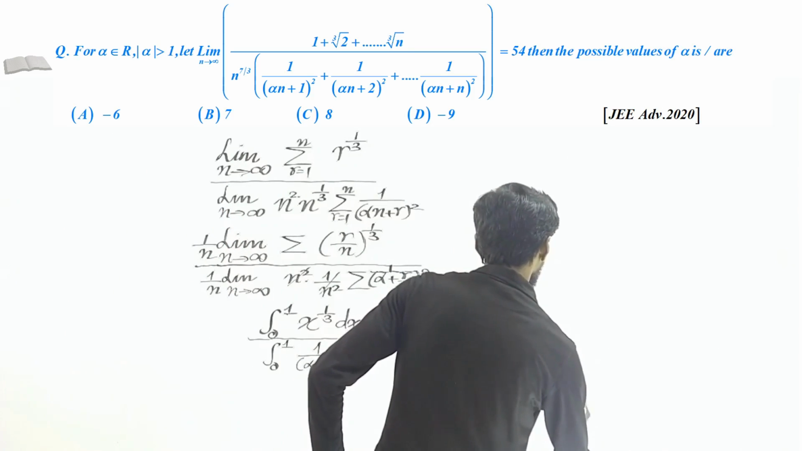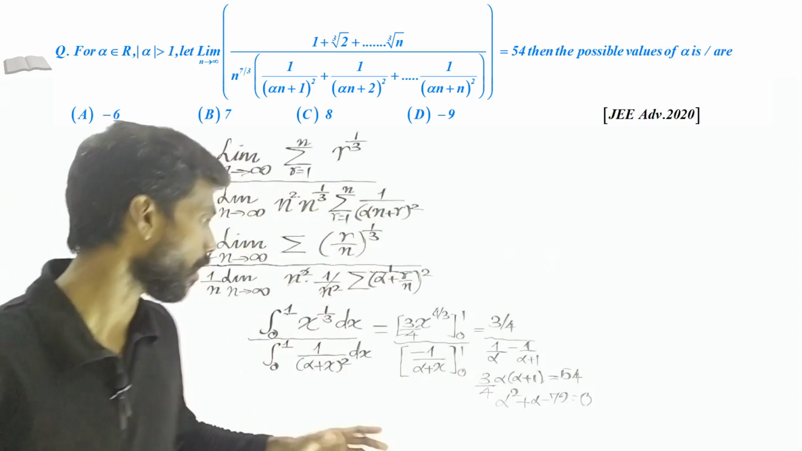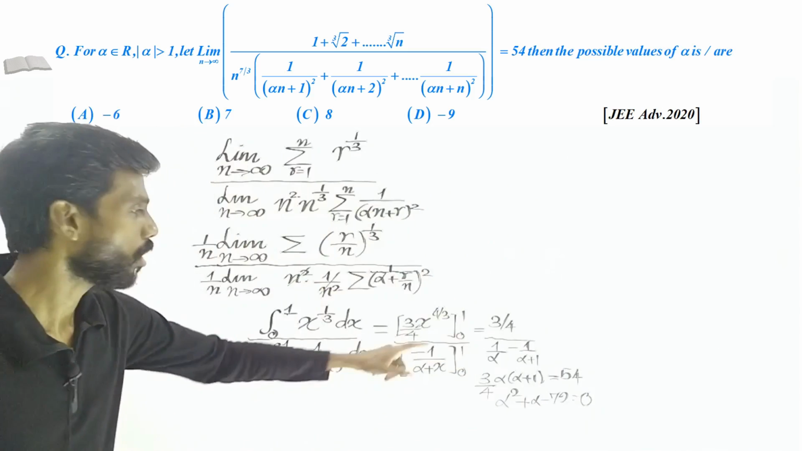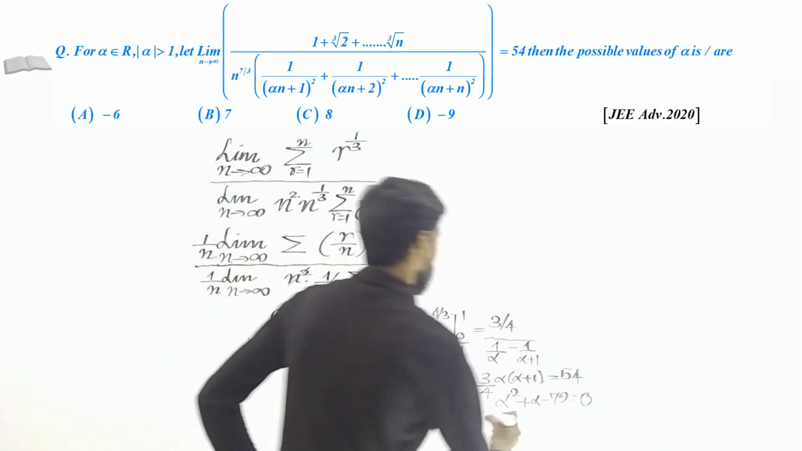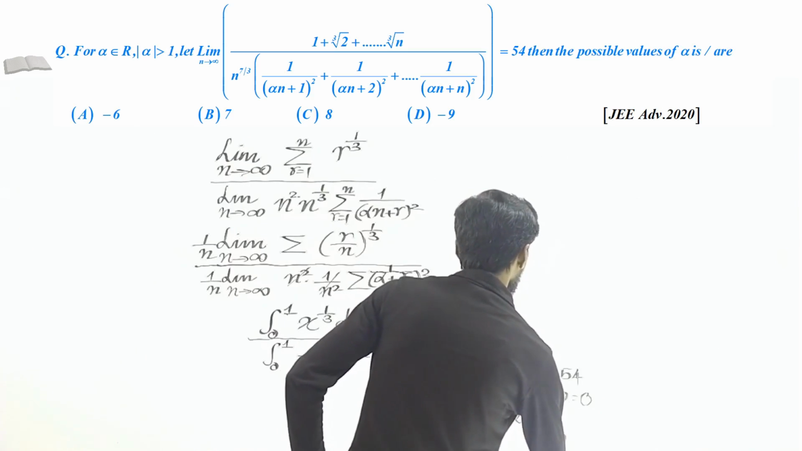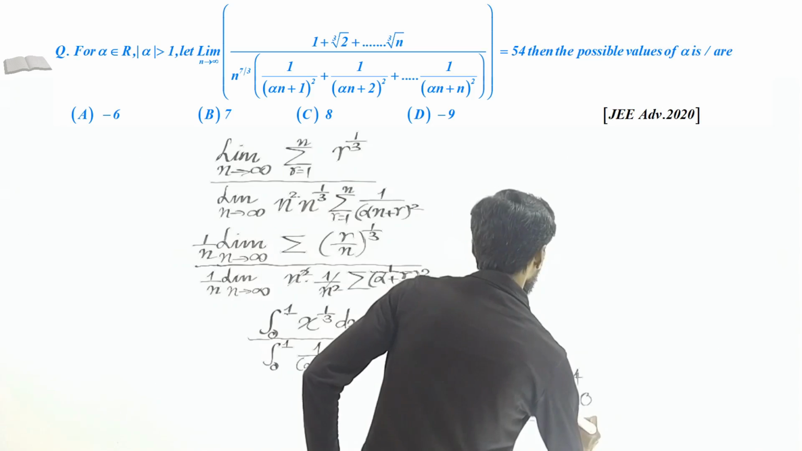So minus 72 equal to 0. That quadratic equation can be easily solved to get the value of alpha. Alpha square plus alpha minus 72. The product is 72 and the sum is minus 1. So the values of alpha can be minus 9 or 8.